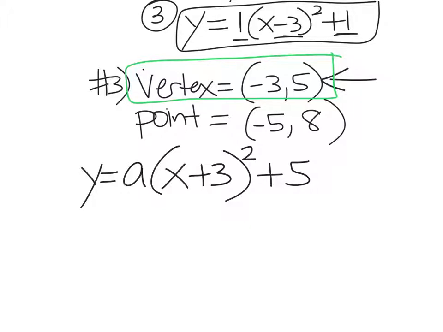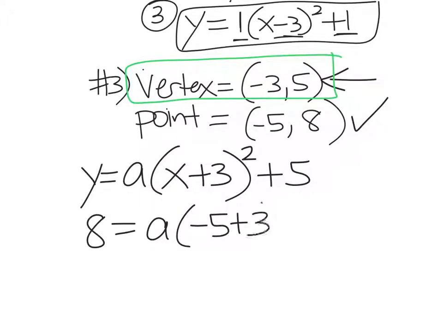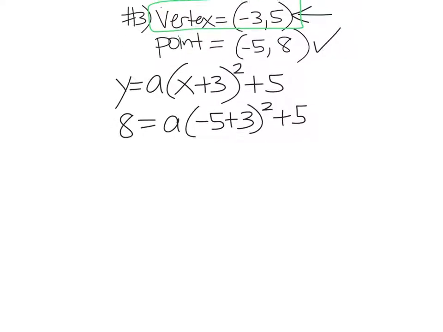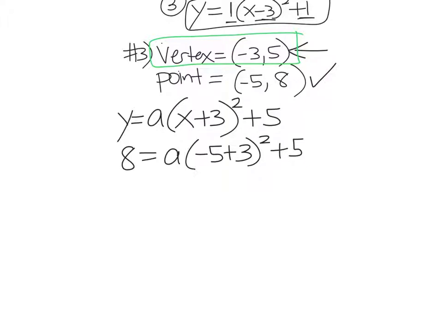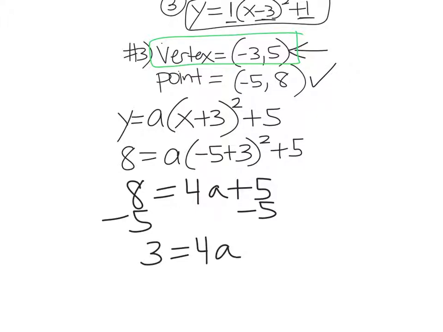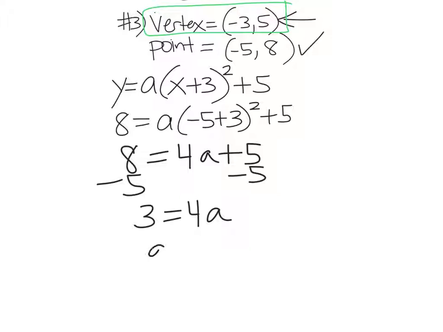Second step, now take this point right here and put the point in for x and for y. So 8 goes in for y. -5 goes in for x. All right, so let's simplify this. -5 plus 3 is -2. -2 squared is 4. 4 times a is 4a. Okay. Subtract 5 over. It's okay if it's not going to work out to be an integer or a whole number or anything like that. So 3 equals 4a, which means a is 3/4.